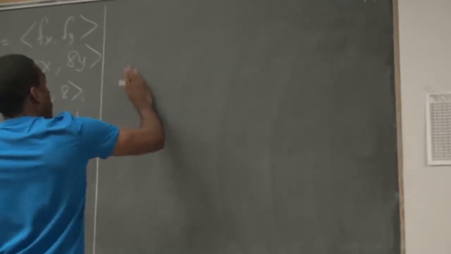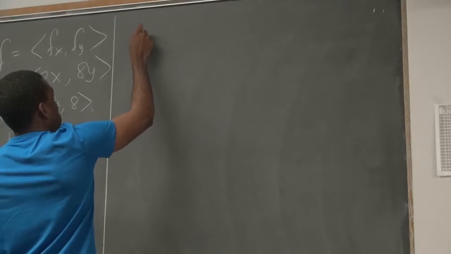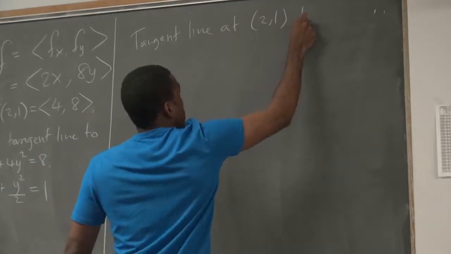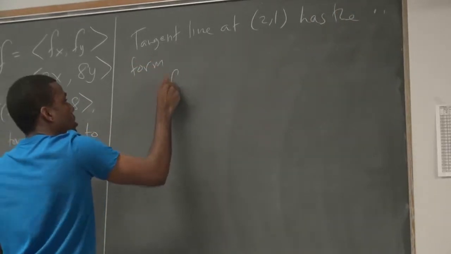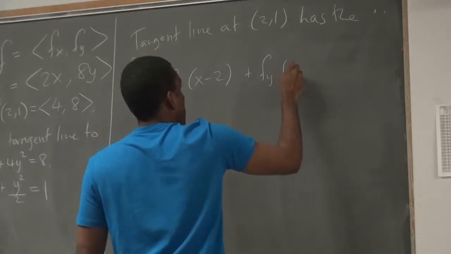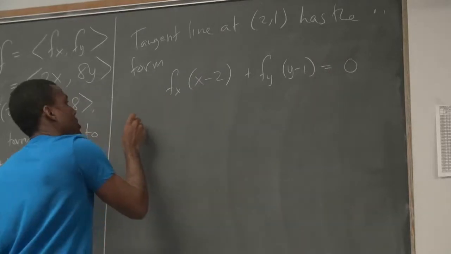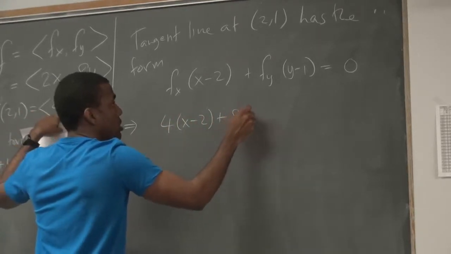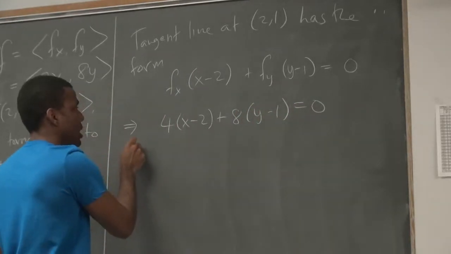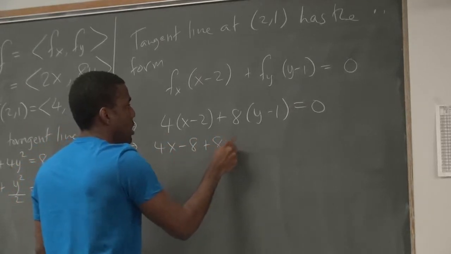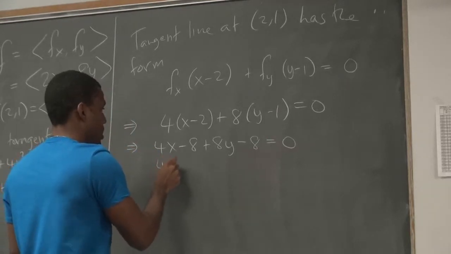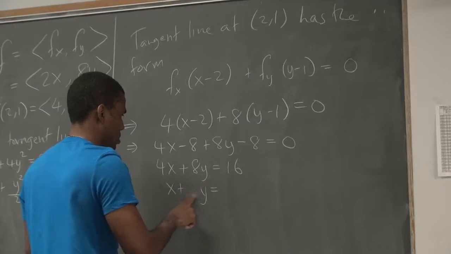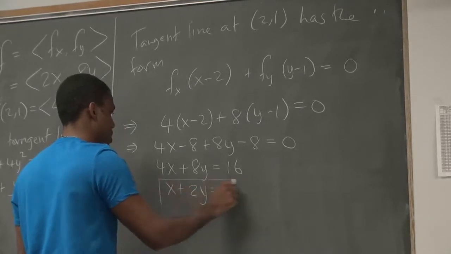So that would give us, so the tangent line at 2, 1 has the form f_x times x minus 2 plus f_y times y minus 1. So this gives us the tangent line 4 times x minus 2 plus 8 times y minus 1 equals 0. That's actually the equation of the line. 4x minus 8 plus 8y minus 8 equals 0. 4x plus 8y equals 16. x plus 2y equals 4. That's actually the equation of the tangent line.